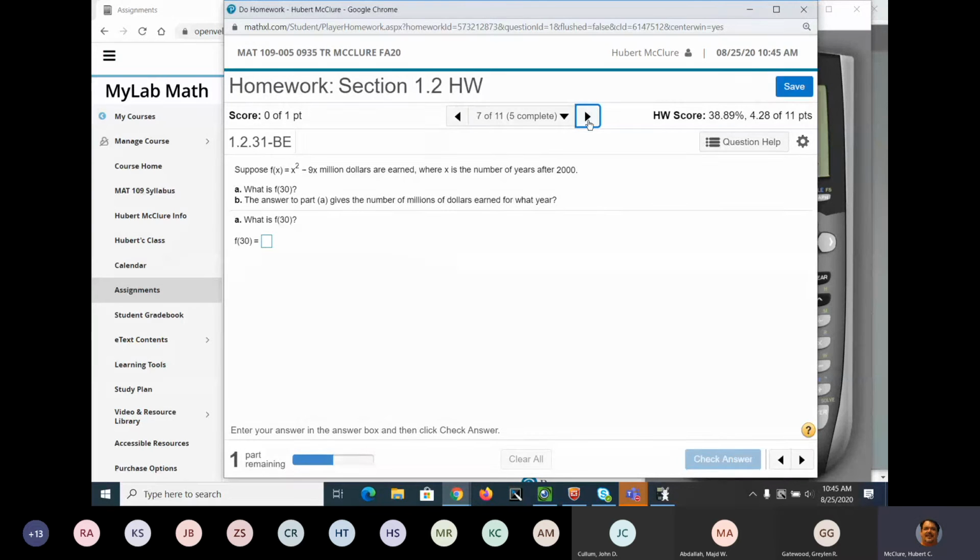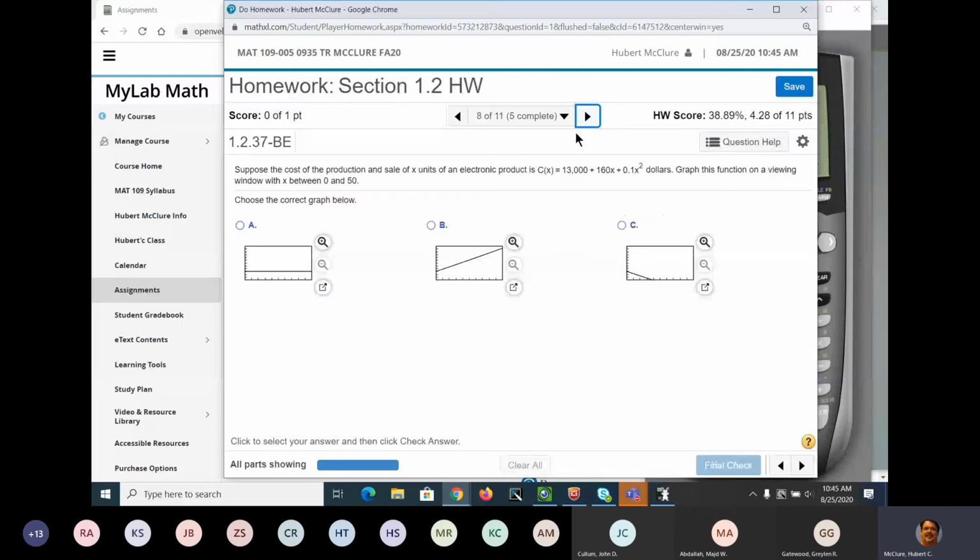I'm not going to put those answers in. I'm trying to find more. That's plug and chug between 0 and 50. They want you to graph it on a calculator. Graph this in the calculator.